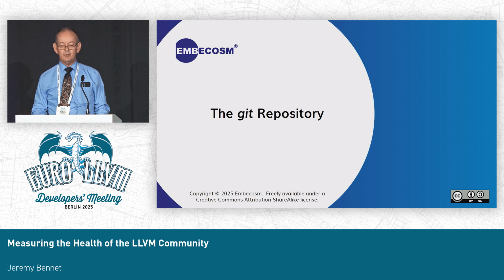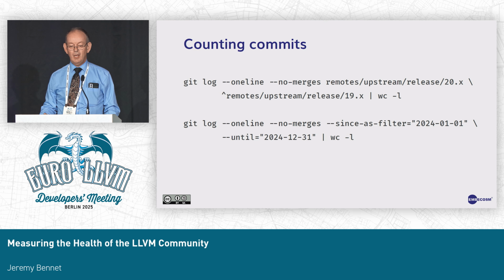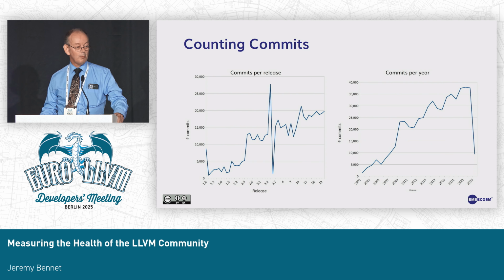So first place I look is the Git repository. And simple thing, let's just count commits, and we can count them by release, or we can count them by time, fairly mainstream things. And then we can look at the number of commits per release. There's something funny with the branches around 3.4, 3.5, but you can see over the nearly 25 years we've been going, a steady increase in the number of commits per year as the project gets bigger and more complex. Very healthy.